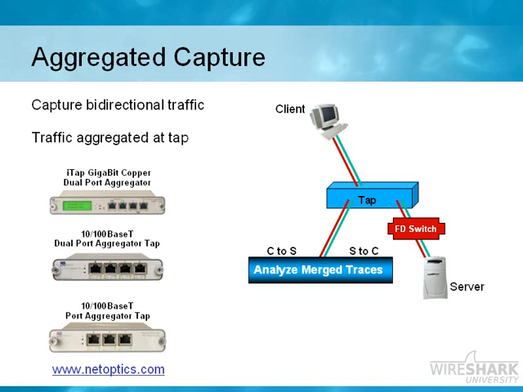Now on the left-hand side of this slide, there are three different pictures of aggregated taps. We have a gigabit copper dual port aggregator, so you have two ports that can come out of that aggregated tap. And we also have one for 10 base T. And then there's one that has just a single port hanging off of it, for single port communications to pull the information off of that tap. These three taps are available from a company called NetOptics, and their website is www.netoptics.com.